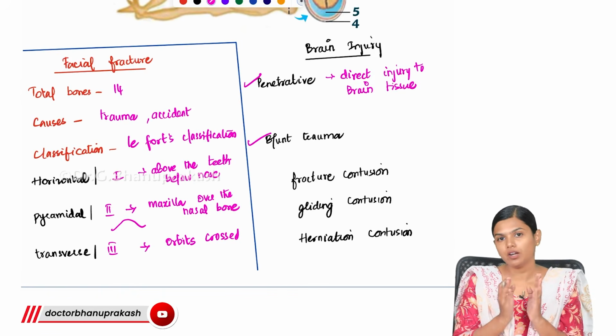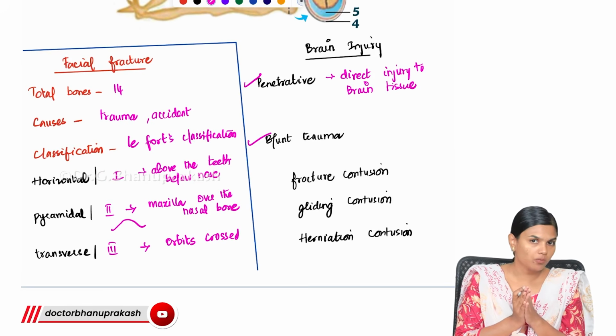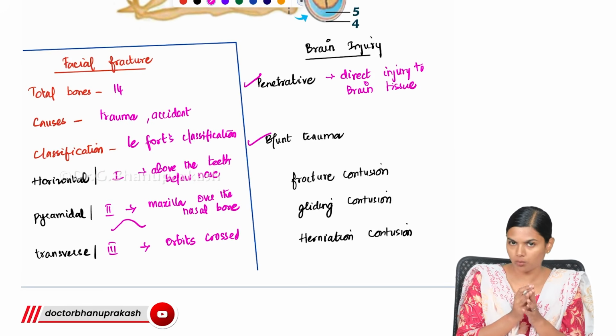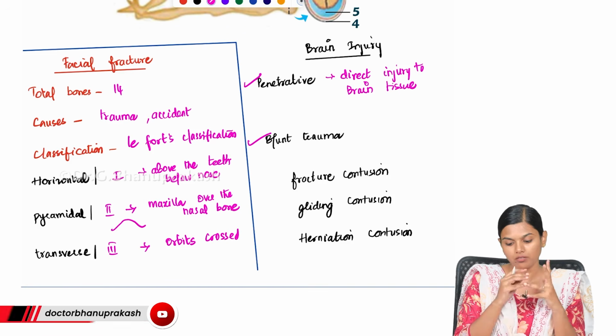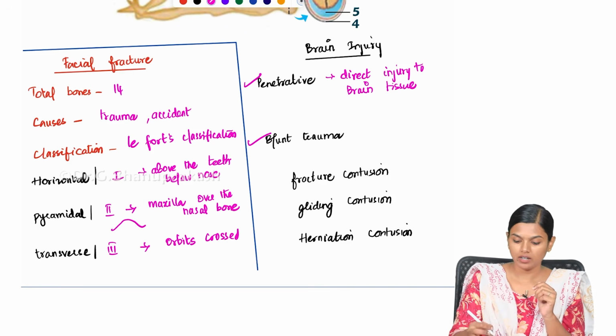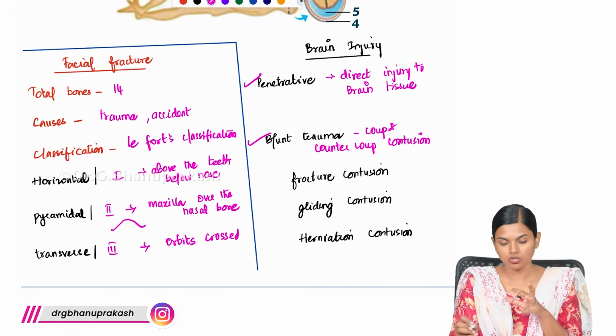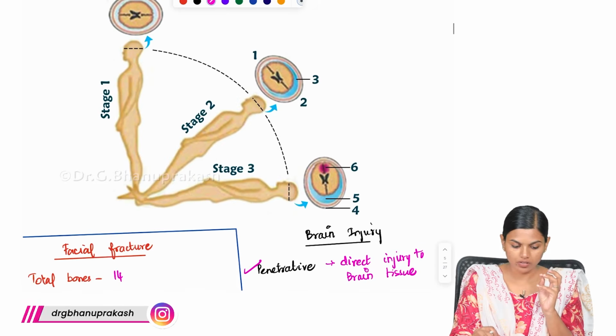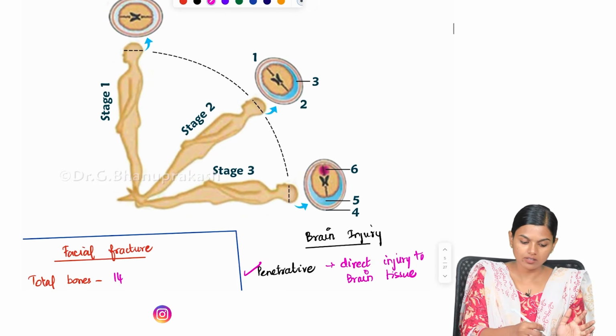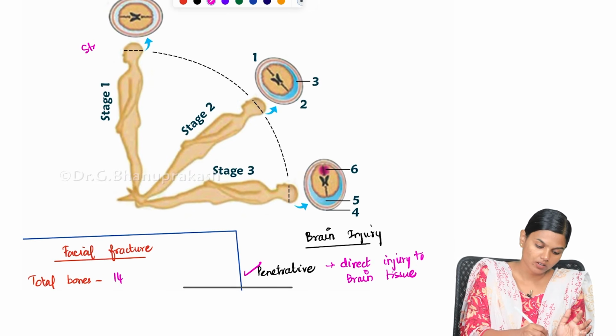So there will be blunt trauma. There will not be any sharp force, there will simply be a blunt force trauma, and because of the blunt force trauma, you will be getting coup and contrecoup contusion. So this is what you basically get with blunt force trauma. So this is how it happens. What happens is that, this is the state of rest.